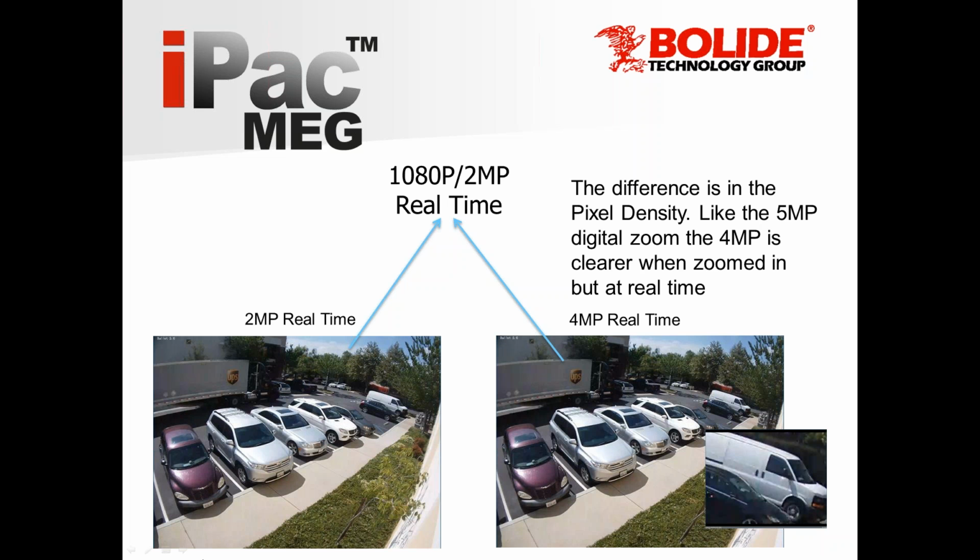So it's very important to know the difference between the two. A 5-megapixel, and this is industry-wide, you're only going to get 10 frames per second out of a 5-megapixel camera. So 4-megapixel will give you real-time.